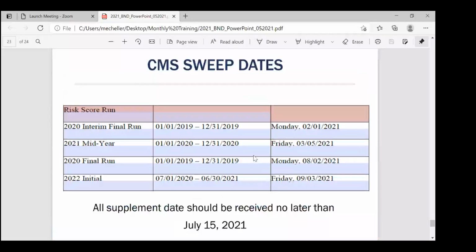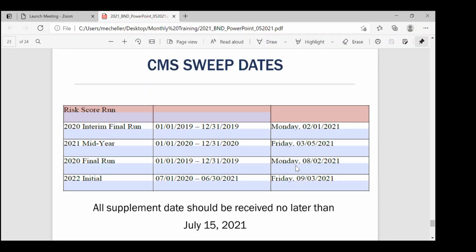And sweep dates. These are our CMS sweep dates. We are looking for dates of service from January 1, 2019 through 12/31/2019. CMS has opened the window to allow us to resubmit August 2nd, so data should be submitted no later than the 15th of July. The purpose of getting your data in early is to make sure that we can accept your data through CMS and that there are no rejects. This will generally be supplemental data.